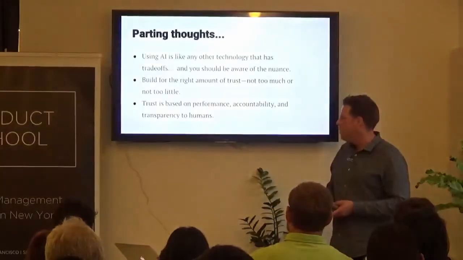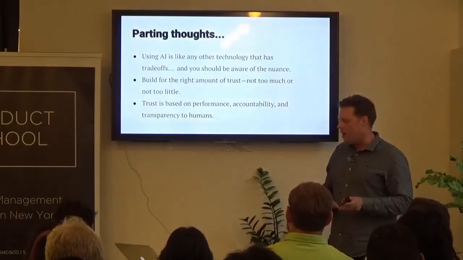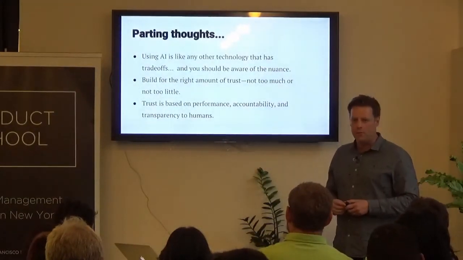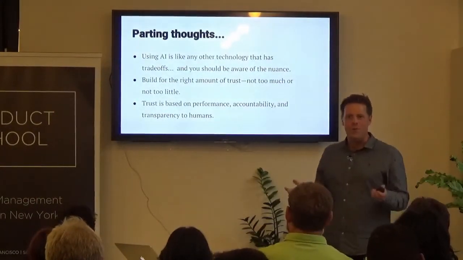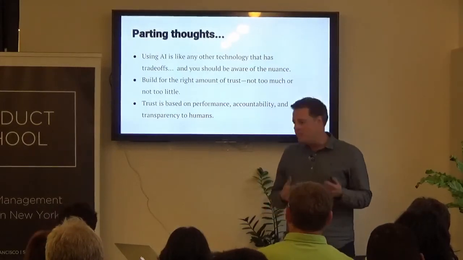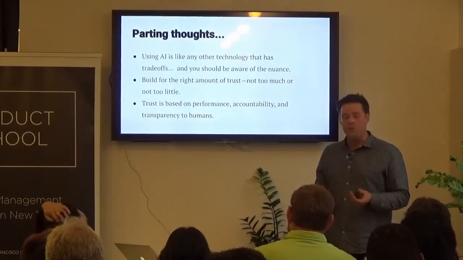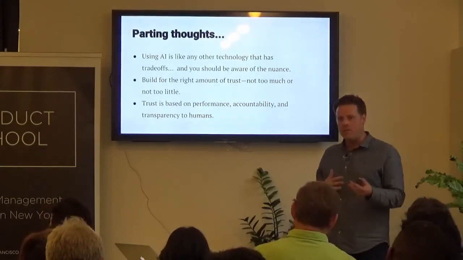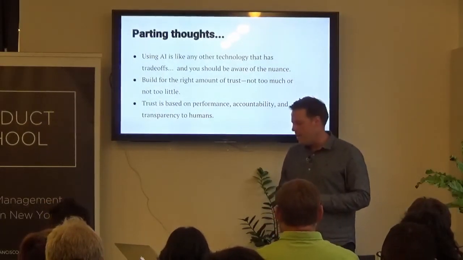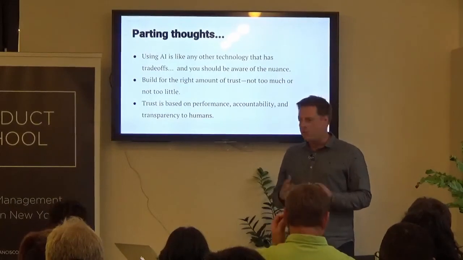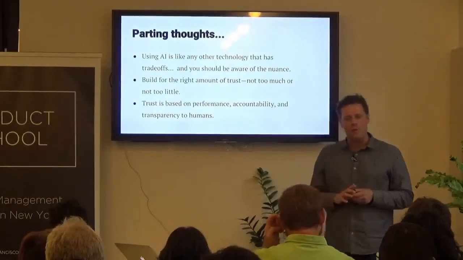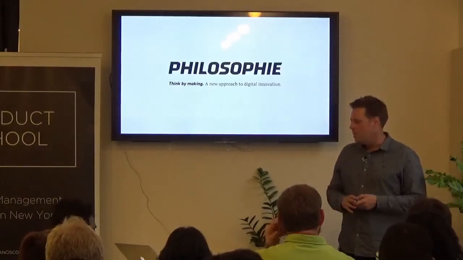So in conclusion, using AI is just like any other technology. I mean, there's definitely nuance, and you should be aware of what those nuances are, but you need to be able to have those discussions of trade-offs. You should build for the right amount of trust, and that means not too much or too little. And then, trust is really based on a trifecta of performance, accountability, and transparency to the human.